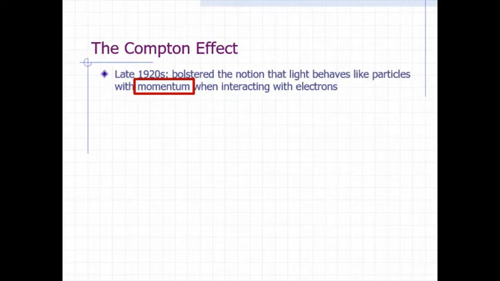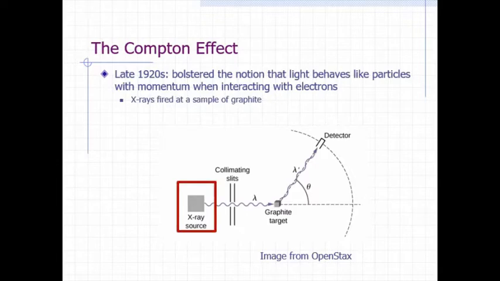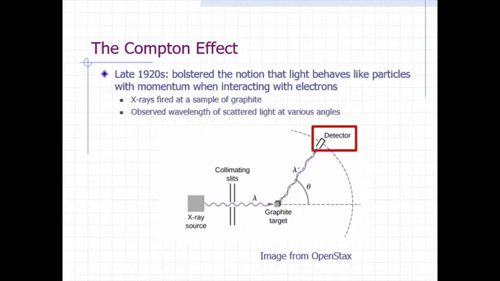A schematic diagram of the experimental setup is shown here. X-rays with known wavelength are fired at a sample. The wavelengths of light scattered at various angles are then observed. Here, the detector is placed so that the waves of light scattered at a desired angle can be observed. In this illustration, theta is the angle between the original X-ray and the scattered light being observed.